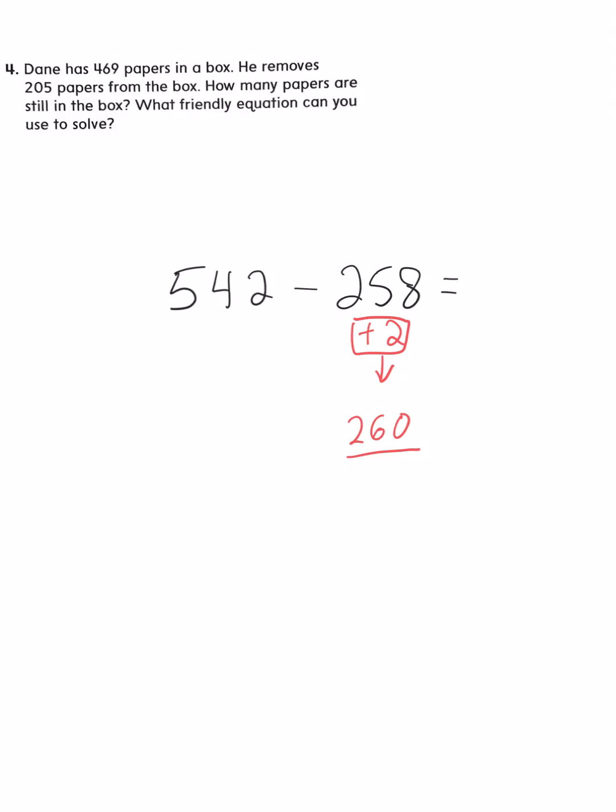Whatever I do to this second number, or the subtrahend, I need to do to the first number also. So I need to adjust them the same way. So I'm going to add 2 to this one also, little arrow, and now I have 544 minus 260, and some of the problems give them blanks to fill in like this. So that's my new friendly equation.